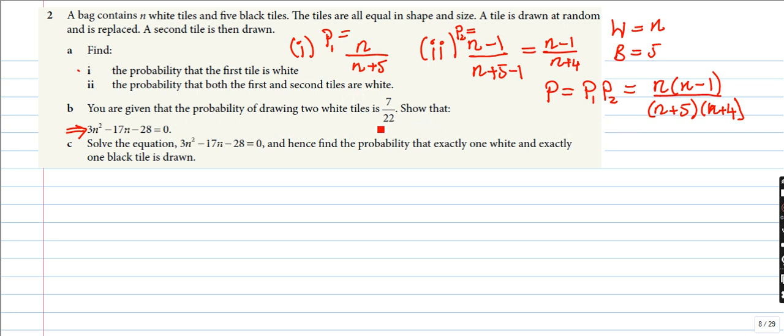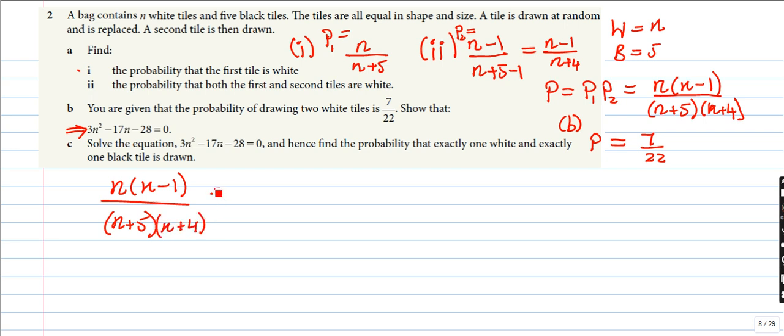Now we're given that this probability of the first two tiles being white is 7 over 22. That means this expression is equal to 7 over 22. So in part B, he's just telling you that this is 7 over 22, which means this expression, n into n minus 1 over n plus 5 into n plus 4, is equal to 7 over 22. Show that this expression is true.